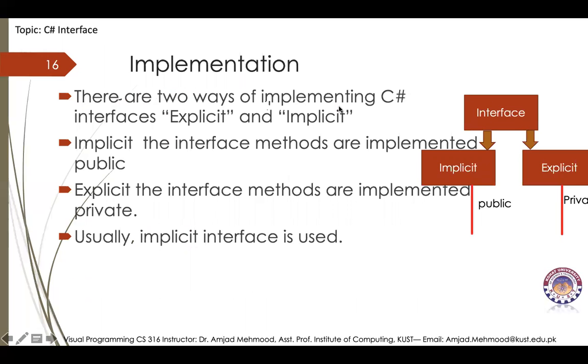Implementation. There are two ways of implementing C# interfaces: explicit and implicit. In implicit, the interface methods are implemented as public. You can see here they are implicit and explicit. In implicit, as you know, they are by default public, and in explicit, they are defined as private. Usually implicit interfaces are used.